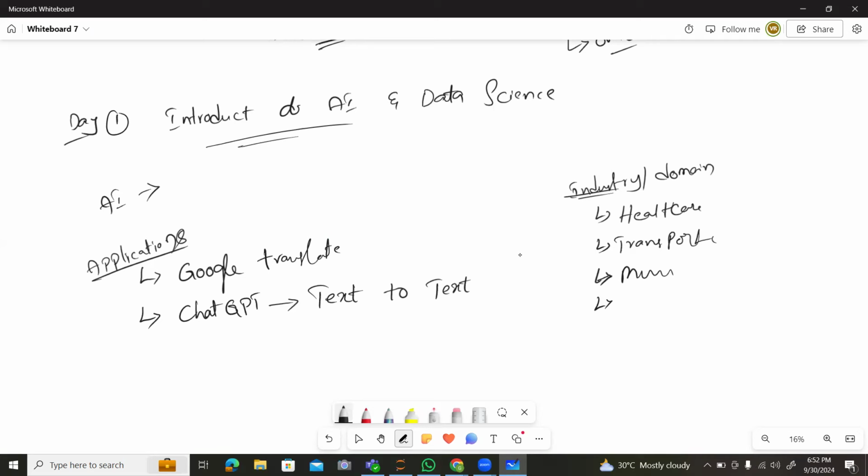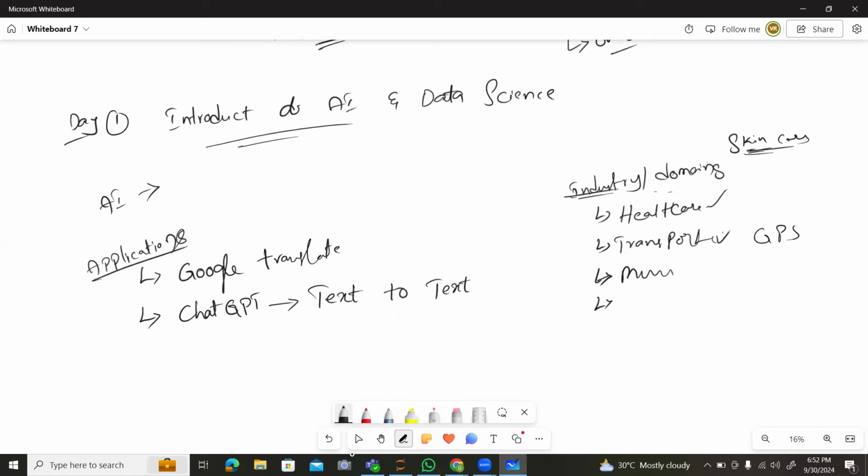Coming to healthcare, let me discuss some points. In healthcare, AI works for the detection of disease. For example, skin cancer. AI can detect whether the person has skin cancer or not. AI can easily detect that.